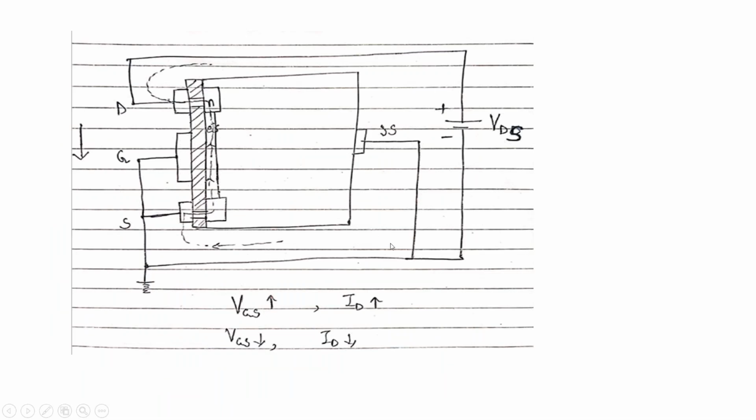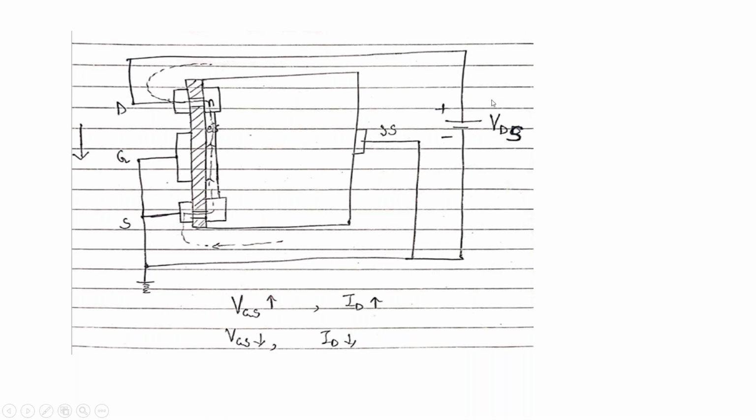This is the working of N channel depletion MOSFET. Here VGS terminals are connected and grounded, and a positive voltage VDS is applied between the drain and source terminals. By applying positive voltage, the electrons will flow in this direction, and the current will flow in the opposite direction, from positive to negative. So this is the direction of flow of current ID.